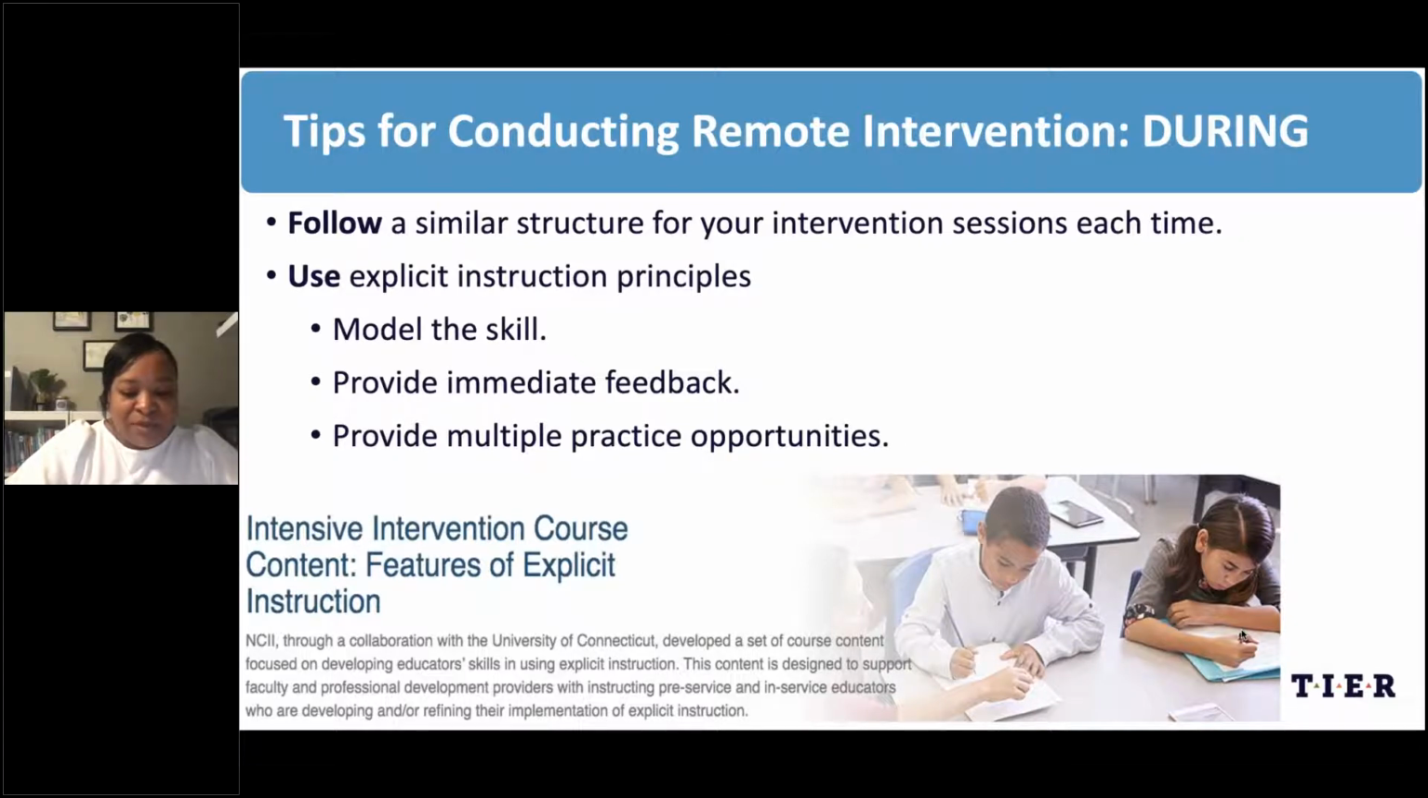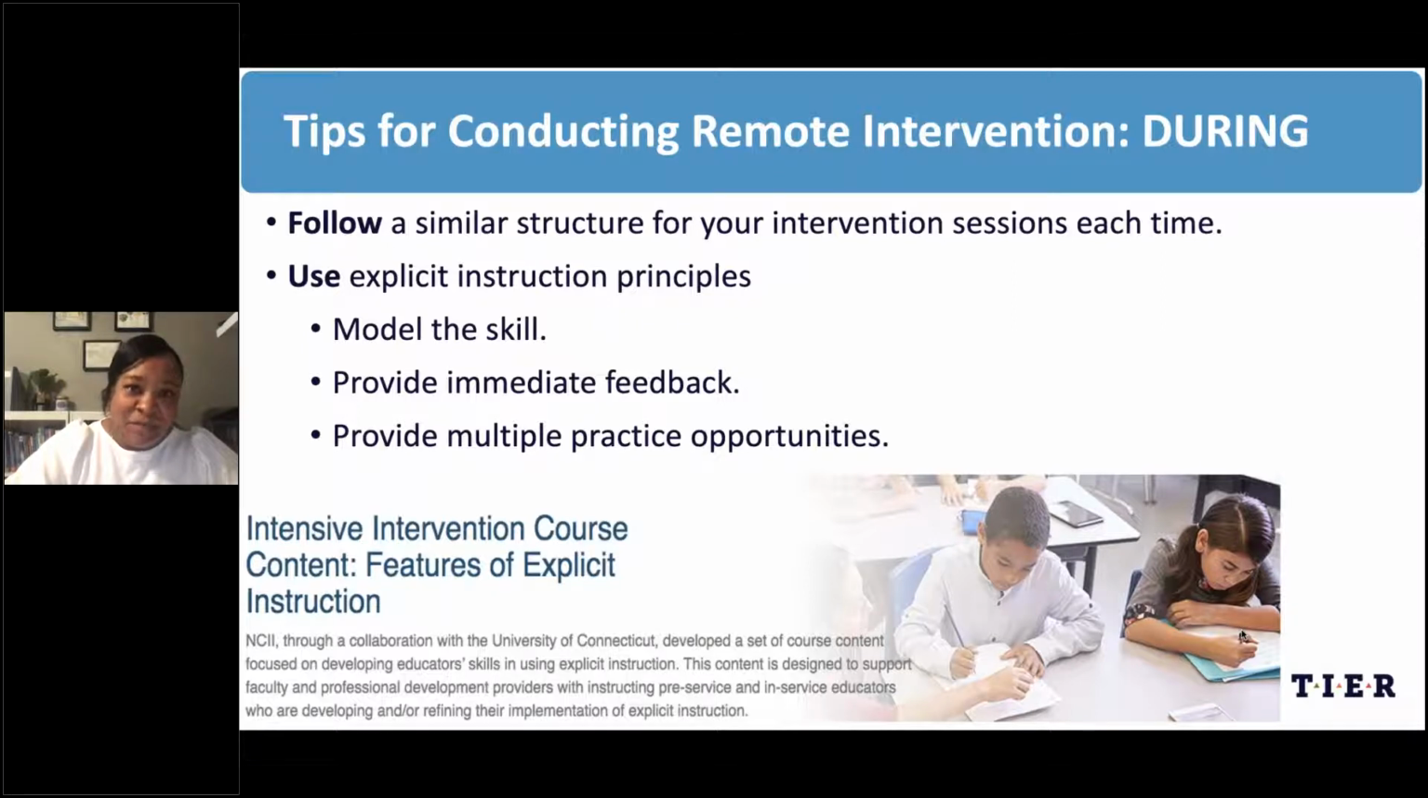When providing remote intervention, you will want to use and follow a similar structure for your intervention sessions each time. Regardless of the changes with instructional modalities or technologies, the principles of explicit instruction remain key for considering remote academic support. Model the skill for the student. Provide clear explanations and demonstrations. You want to provide purposeful practice, feedback, and response opportunities.